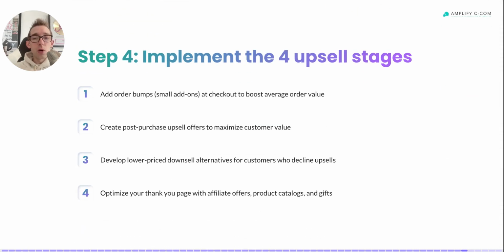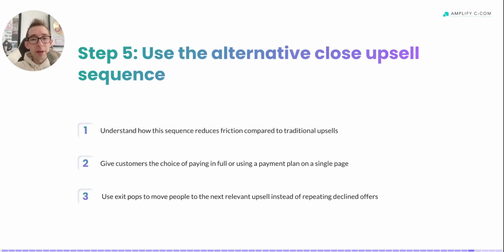Step 4, implement all of the 4 upsell stages. Make sure you've got order bumps. Make sure you've got post-purchase upsells. Make sure you've got downsells or alternative close upsells, right? Make sure you've got thank you page offers with product catalog offers. You've got affiliate offers. You've got gifts. Make sure you're using the alternative close upsell sequence.